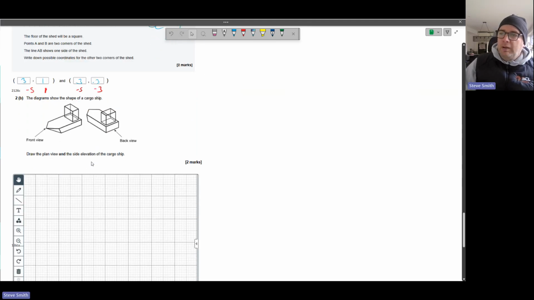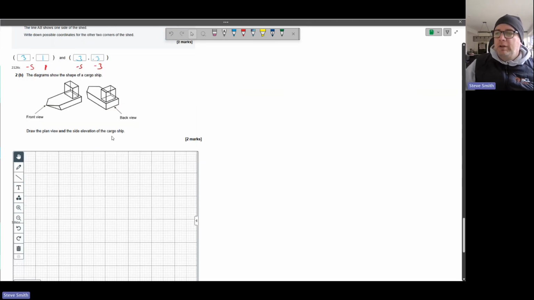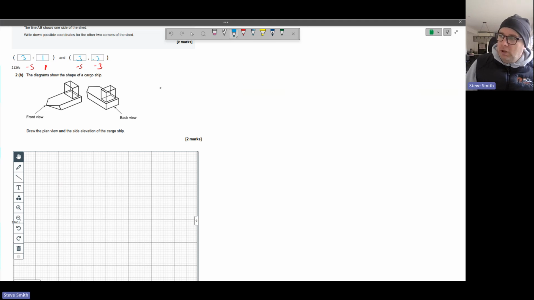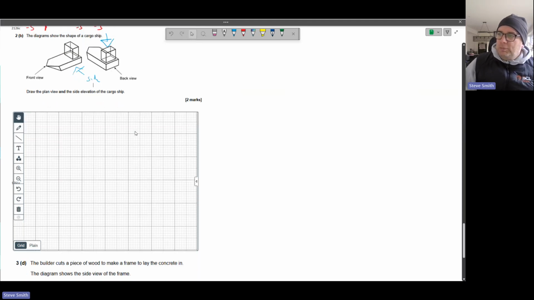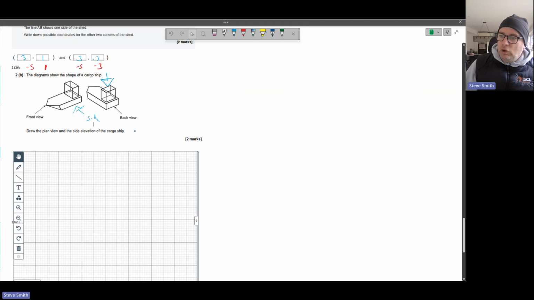Okay, a boat. The diagram shows the shape of a cargo ship. Draw the plan. If you remember from what we said above, we are looking directly down onto this boat. It's told us what the back view and the front view are. The side view will be this way here. So we're looking directly above. It's not asked us to use a particular scale, and you've got the added bonus on this one of having the plan and the side view joined. Brilliant, so that's quite good.